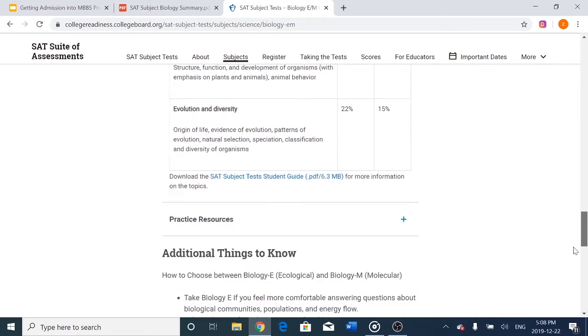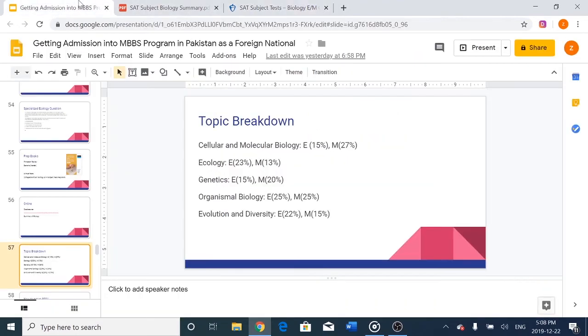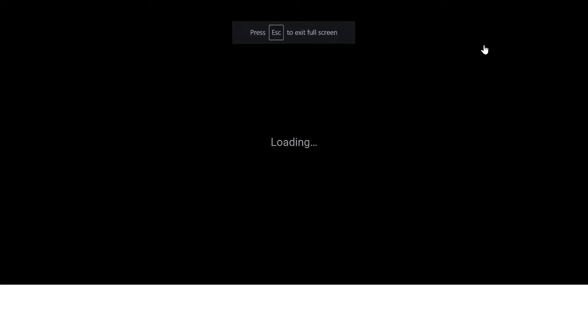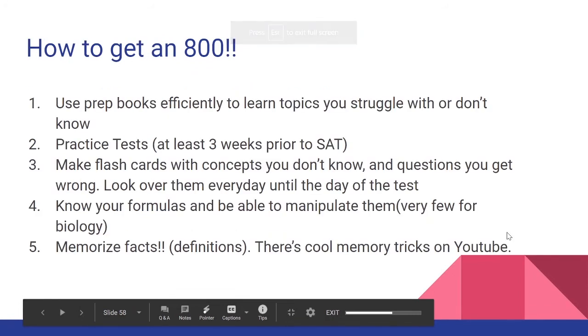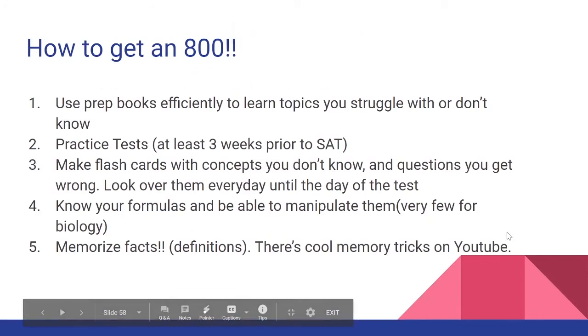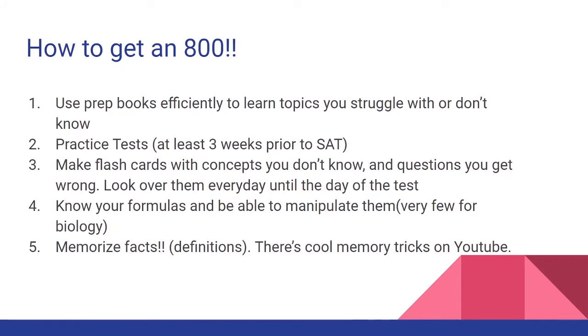So here is the topic breakdown in detail. Let's go back to the presentation. We have one more slide left, and as you were gonna expect, I'm gonna talk about how to get an 800. So I mentioned this in every one of my SAT prep videos, and it's to use prep books efficiently to learn topics you struggle with or don't know.